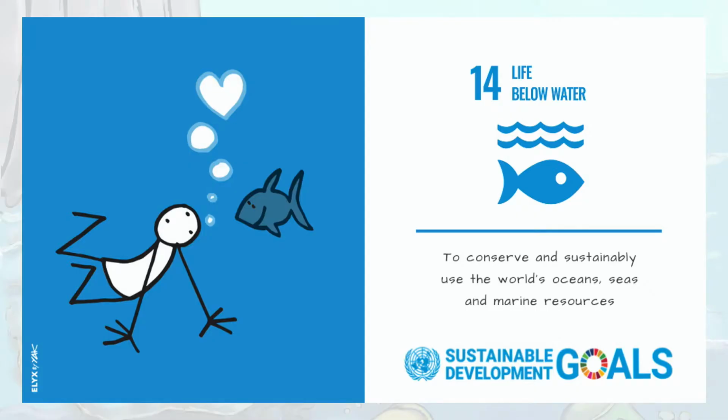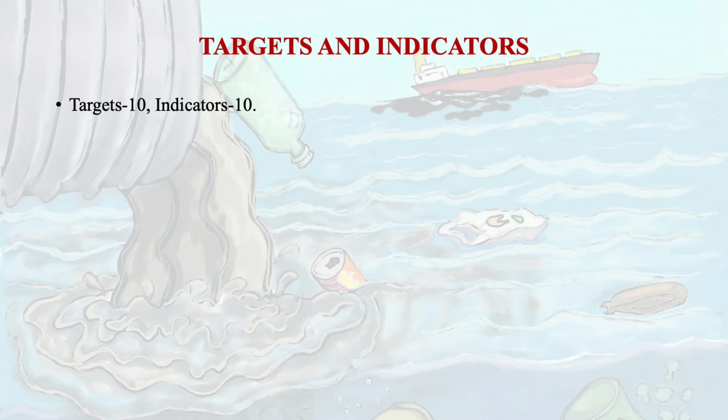Today, if we look at the present status, growth, and global efforts to conserve biological diversity in water, we know that we have SDG 14 with an objective to conserve and sustainably use the world's oceans, seas, and marine resources. This SDG 14 has 10 targets, with 10 indicators to look into the progress of the targets.